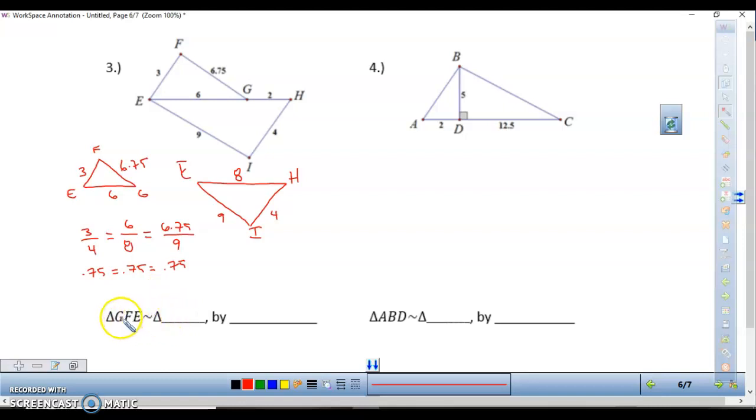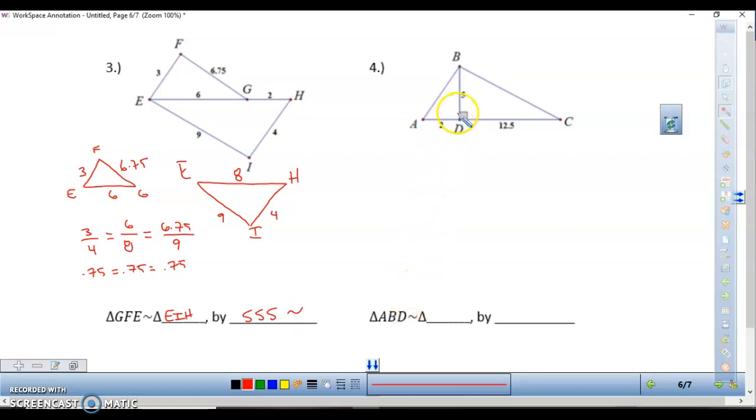And I'm just going to be very careful. I said GFE. Now G was between big and middle. So over here I'm going to start with E, which is between big and middle. Next I said F. F was between small and big. And over here I is between small and big. And then finally I ended with E. E was between little and middle. And over here H is between middle and little. And the reason is side, side, side similarity.